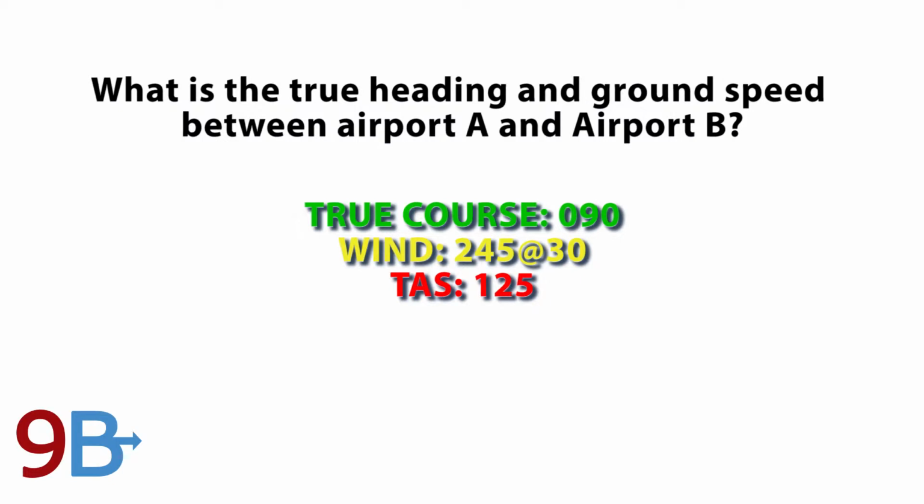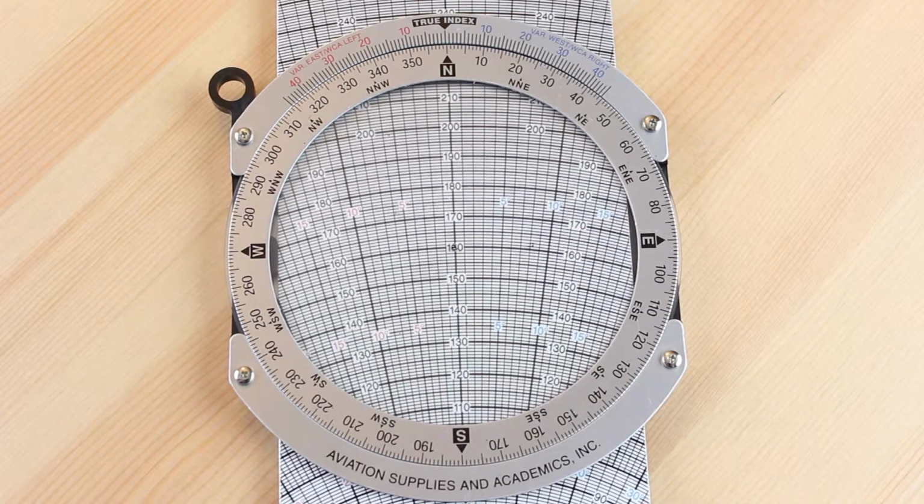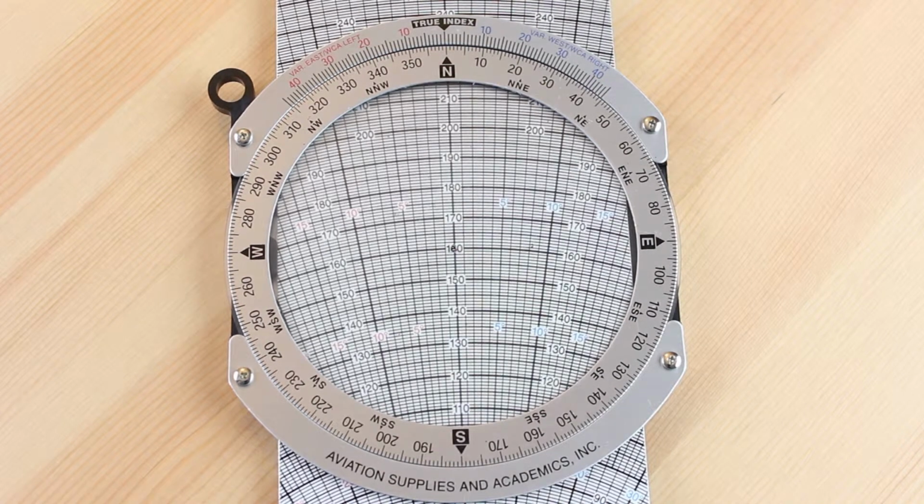Now, I'm going to assume that we've already measured and plotted the course between those two, and we got a true course of 090 when we did that. Now, the wind is going to be given to you, so we have a wind of 245 true at 30 knots, and our true airspeed will also be a given. It's 125 knots. So the way we work through this problem is exactly the same as what we did for the other problem. We're going to follow the steps that are listed on the E6B there.